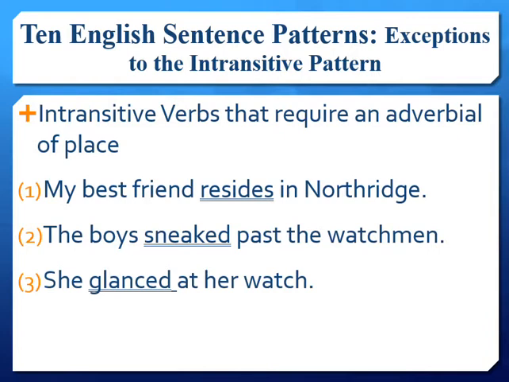Like the be verb in pattern 1, the intransitive verbs resides, sneaked, and glanced in pattern 6 require a preposition, and possibly a noun phrase, to function as an adverb or adverbial phrase that conveys a place. These three intransitive verbs are the exceptions from other intransitives and cannot end a sentence without an adverbial of place.